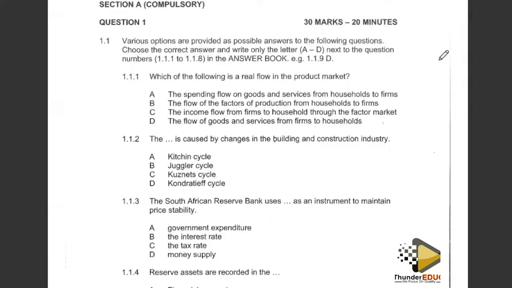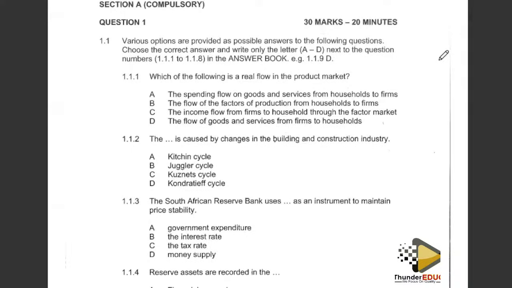We have different types of market. If time allows, I'll go through them. But for now, since we don't have enough time, let's quickly focus on the type of market that we're faced with. We have the product market. So the product market is a platform where buying and selling of goods and services take place. That is the product market.